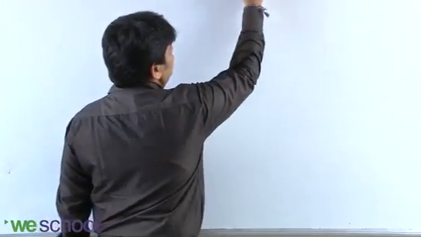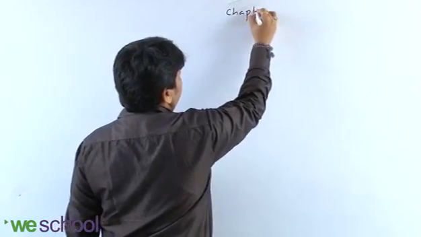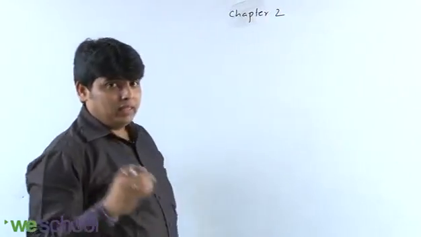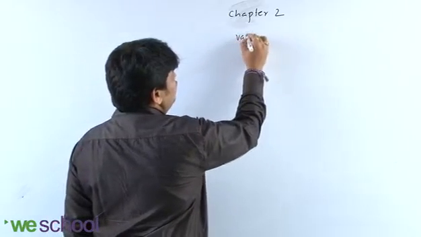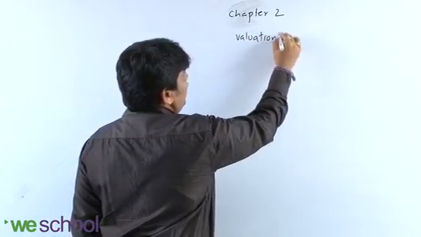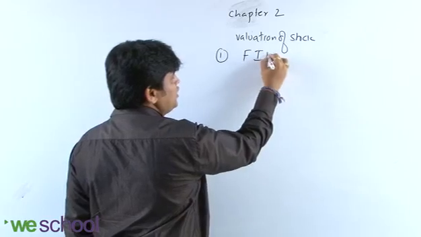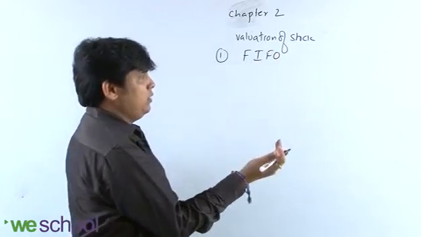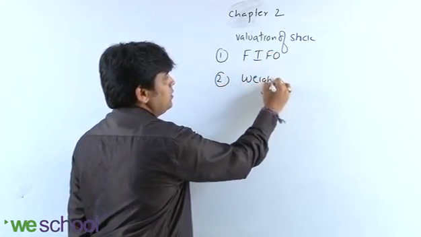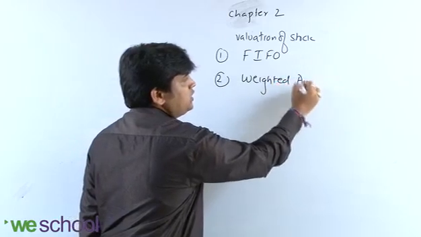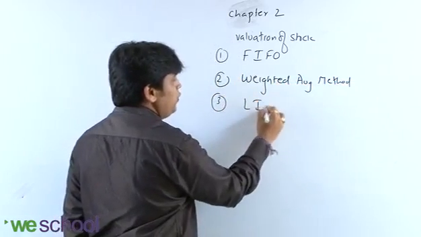Now we are moving on to the sums of chapter 2. In chapter 2, we have valuation of stock. For valuation of stock, the methods mostly used commonly right now in practice, in various industries, are the FIFO method, the weighted average method, and the third one is the LIFO method.